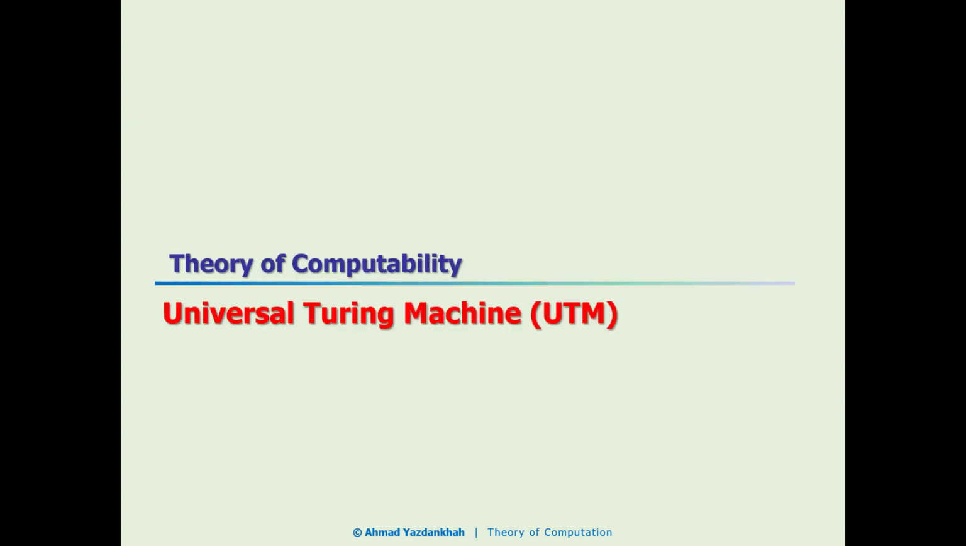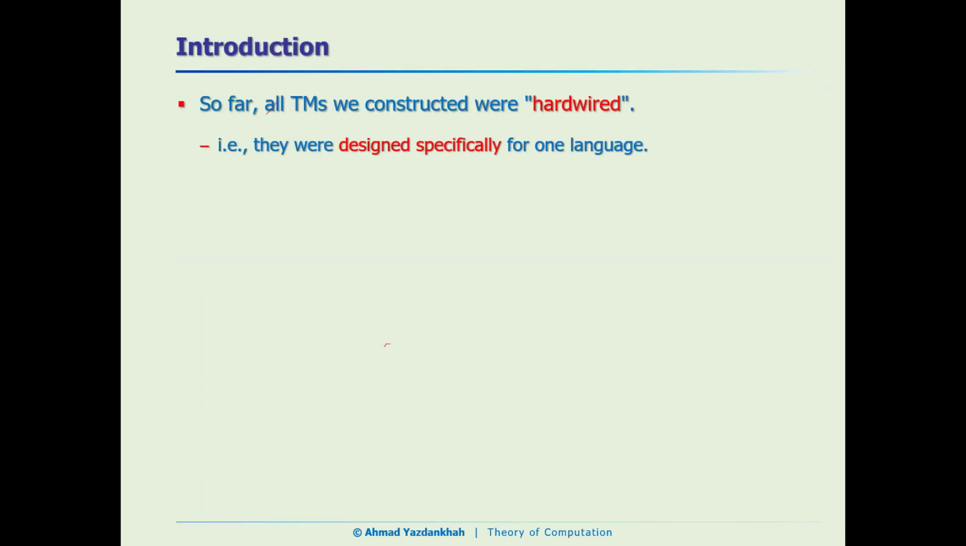Okay? In this section, I want to introduce a cool and very important Turing machine that played a significant role in constructing digital computers. Let's see what it is. Up to this point, all of the Turing machines that we constructed were hardwired. What does it mean? It means that we designed Turing machines specifically for one language. So the Turing machine's job was to accept only one language, right?